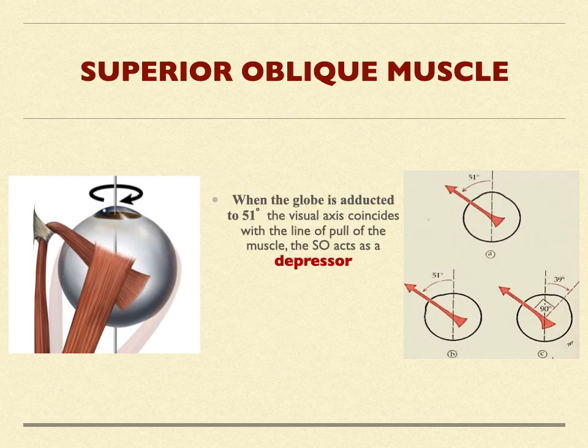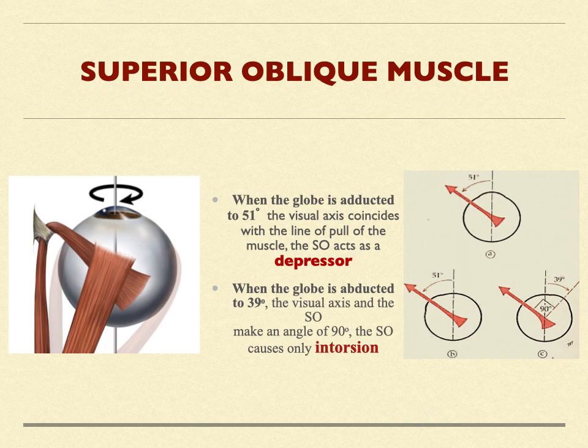And when the globe is adducted, which means the eye looks nasally 51 degrees, the visual axis coincides with the line of pull of the muscle, or with the orbital axis, or the axis of the muscle. So the superior oblique will be a depressor. Though it's called superior, it will depress the globe. When the globe is abducted, when the eye looks laterally towards the temple, 39 degrees, the visual axis and the superior oblique will make an angle of 90 degrees. So the superior oblique goes only in torsion, which means rotating the globe along the anteroposterior axis towards the nose. Inward rotation or outward rotation.